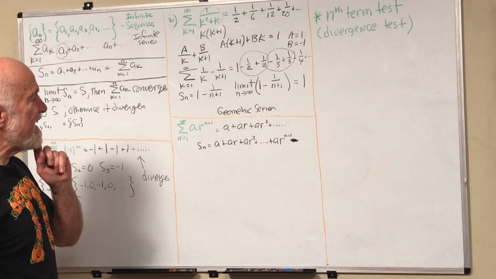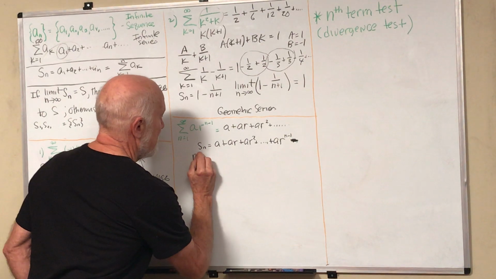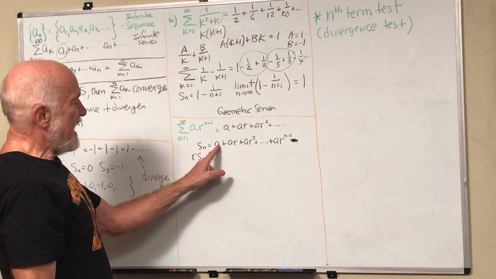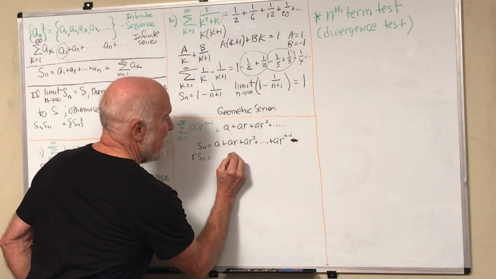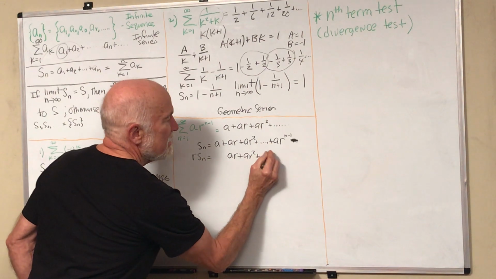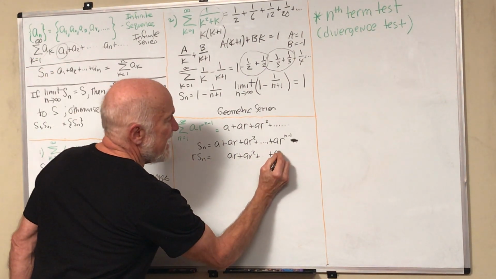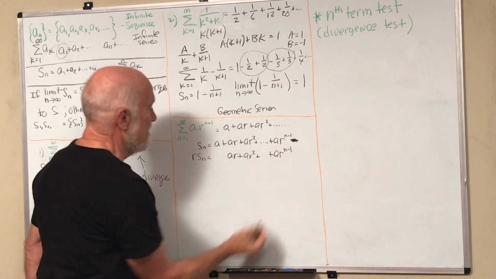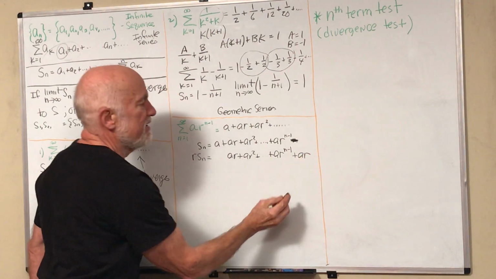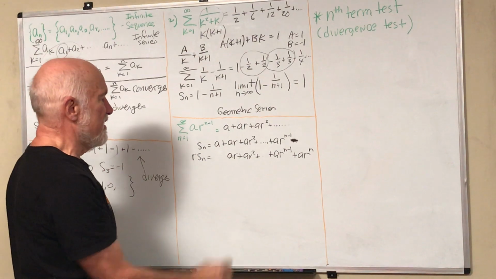Now let's multiply every term of this by r. Now, a times r is ar. Then you're going to get ar squared. And when you get to this term, you're going to get ar to the n minus 1, but then the last term is going to be ar to the n, because you're multiplying this last term by r.